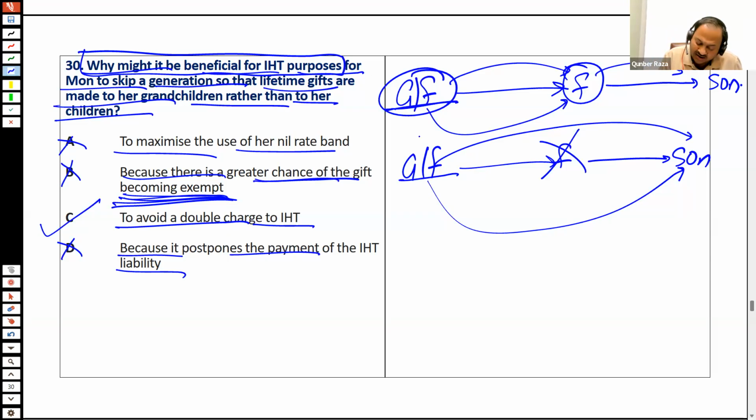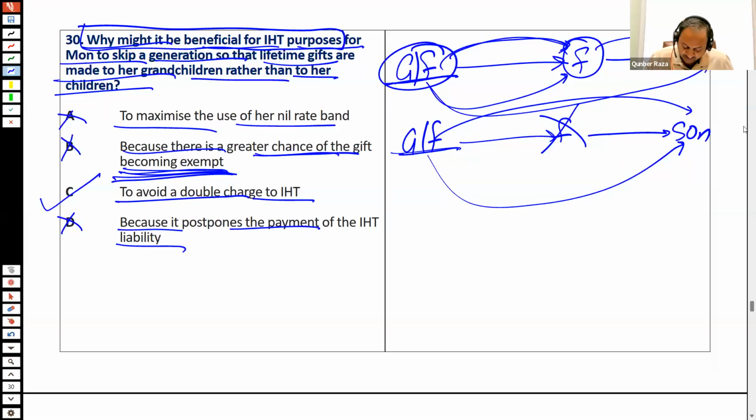In this example, donor is grandfather. So whether he transfers to father or to son, if grandfather dies, whoever is the donee, like you said, or transferee, like I'm saying, it would become taxable. It makes no difference. So it's not a benefit at all from skipping the generation perspective. Perfect.